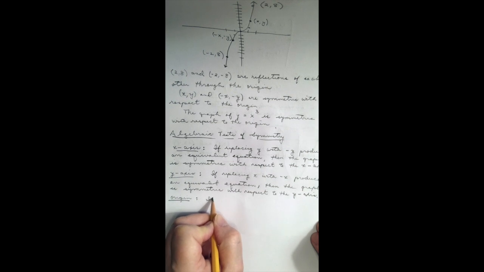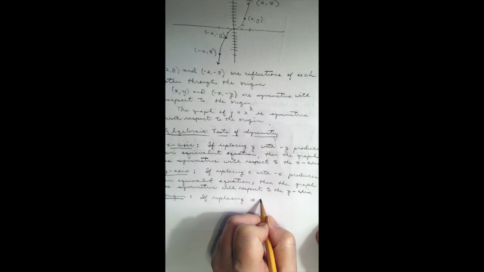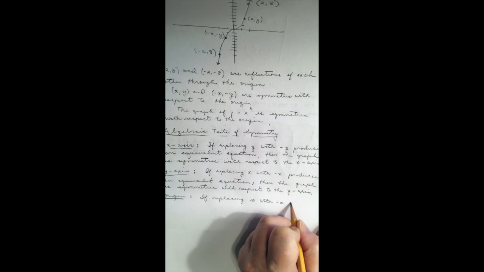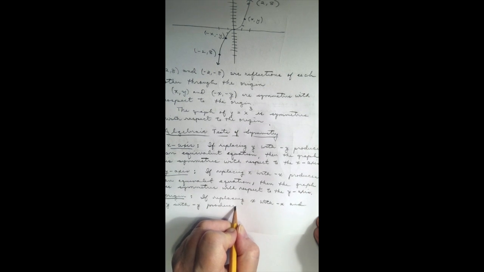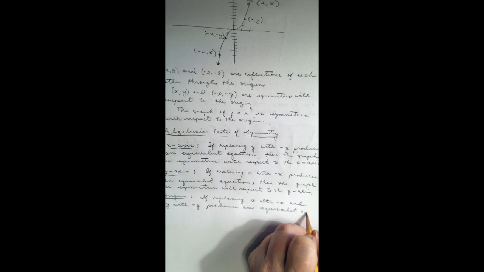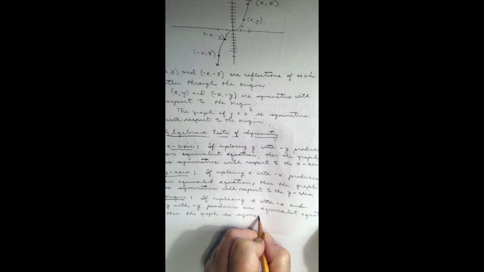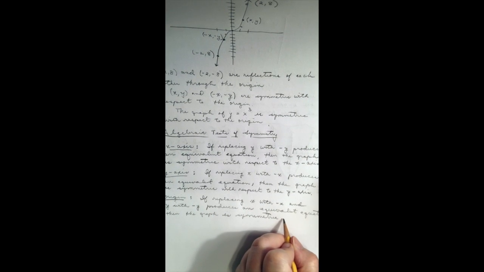And for the origin, if replacing x with negative x and y with negative y produces an equivalent equation, then the graph is symmetric with respect to the origin.